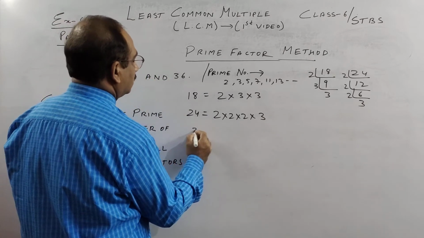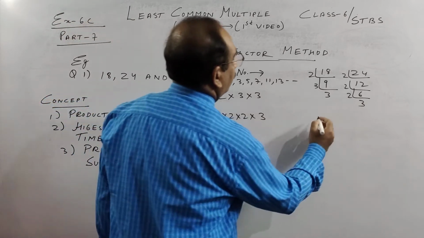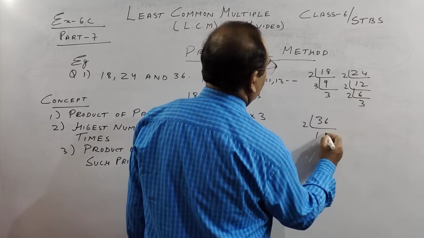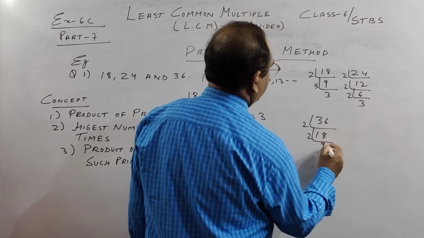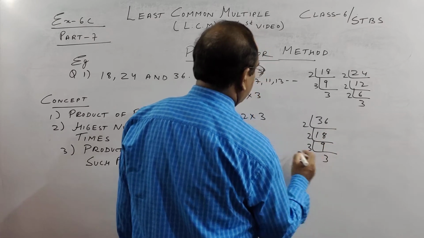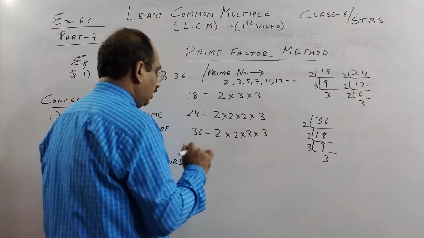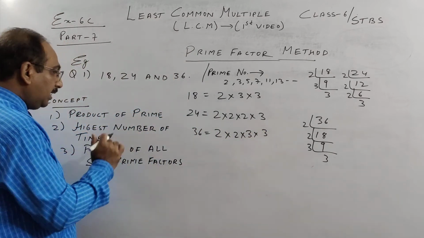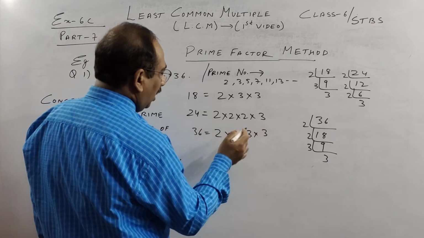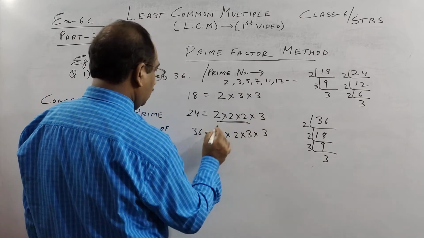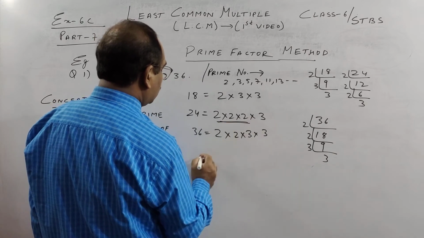Last, 36, children. Here we go. 36, 2. See, these are all even numbers. So 2 and 2 means you go on doing half. This will not go by 2. So 3, 3. So 2 into 2 into 3 into 3. Now finally, the highest number of times. See, 2 here comes thrice. Okay, so 2 comes thrice.